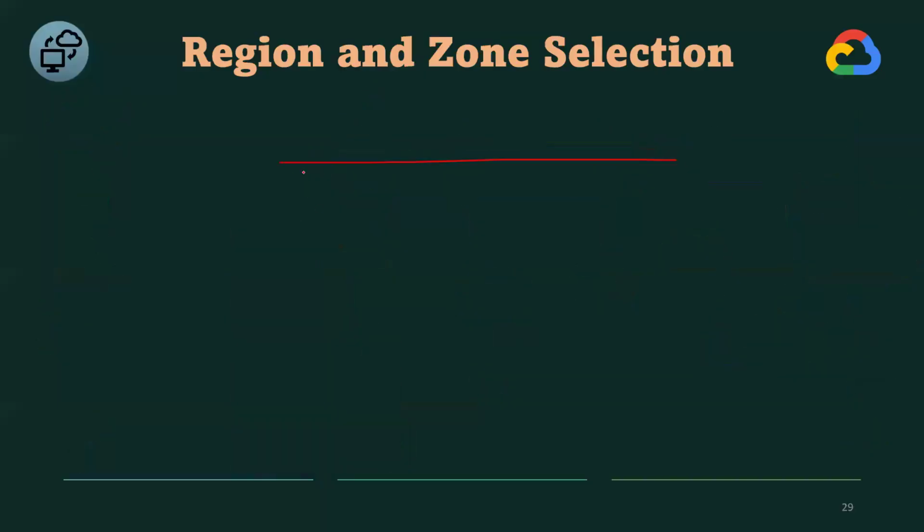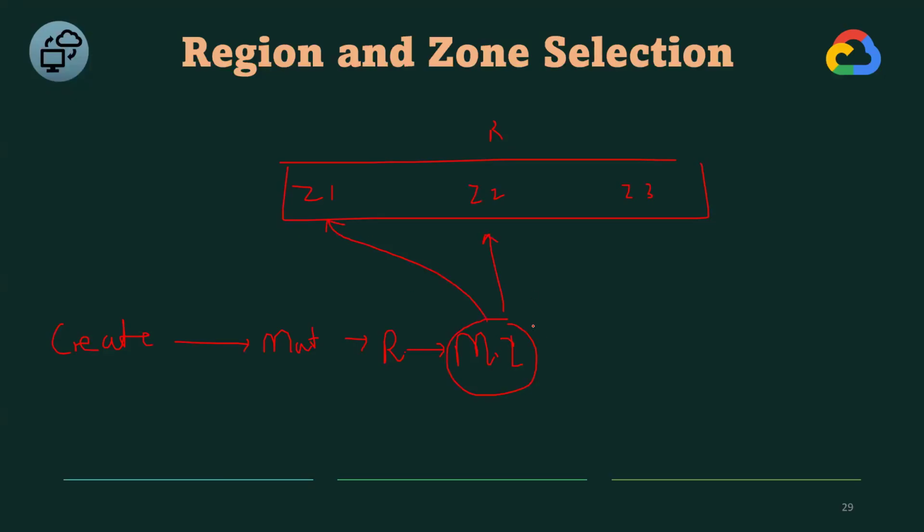So you have a region. In a region, zone 1 is there, zone 2 is there, zone 3 is there. While you are creating a resource, you select multi-zones for that particular region. You select the region and you say multi-zones. When you say multi-zones, automatically data will be replicated to this one, and this one.